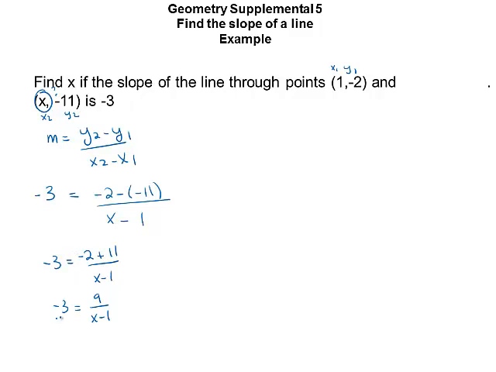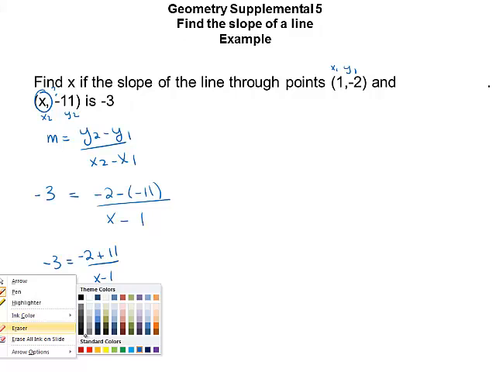So what I need to do is I'm going to add a denominator of 1, and I'm going to cross multiply.